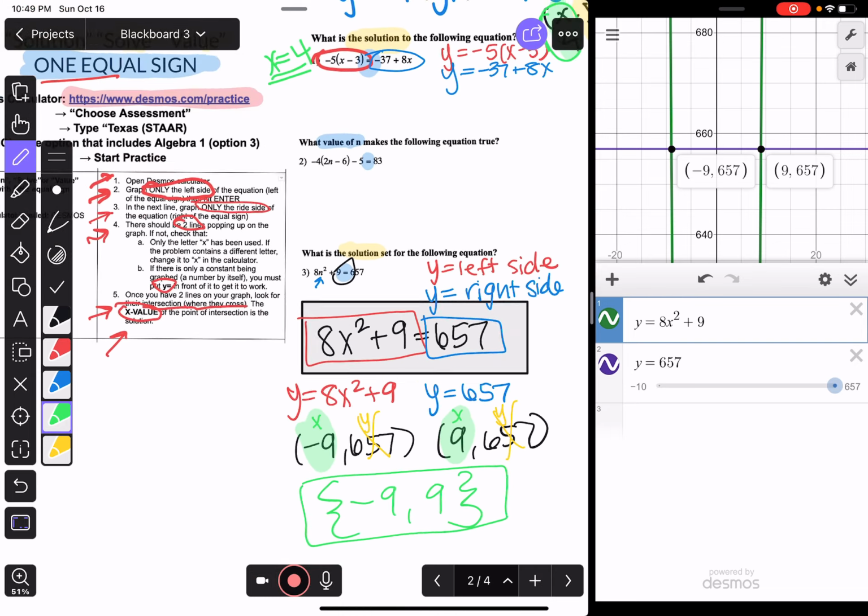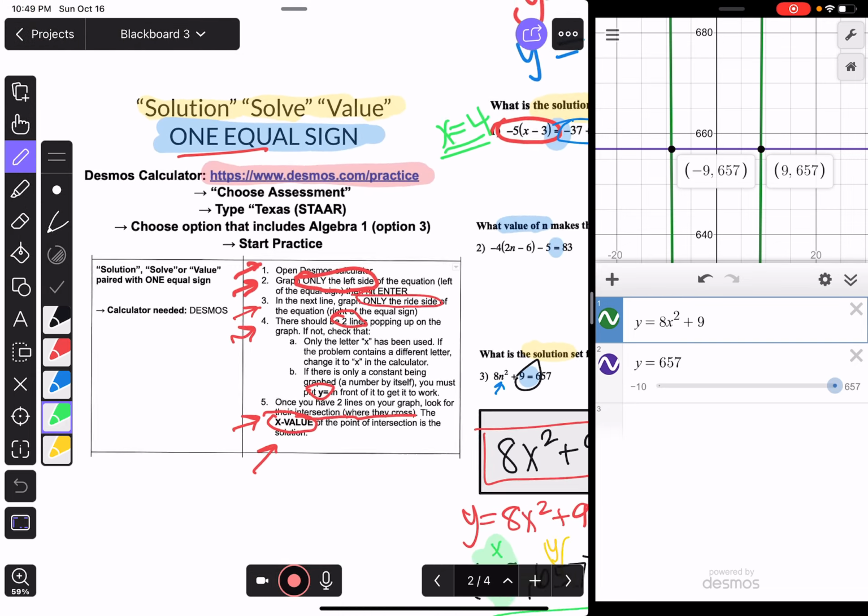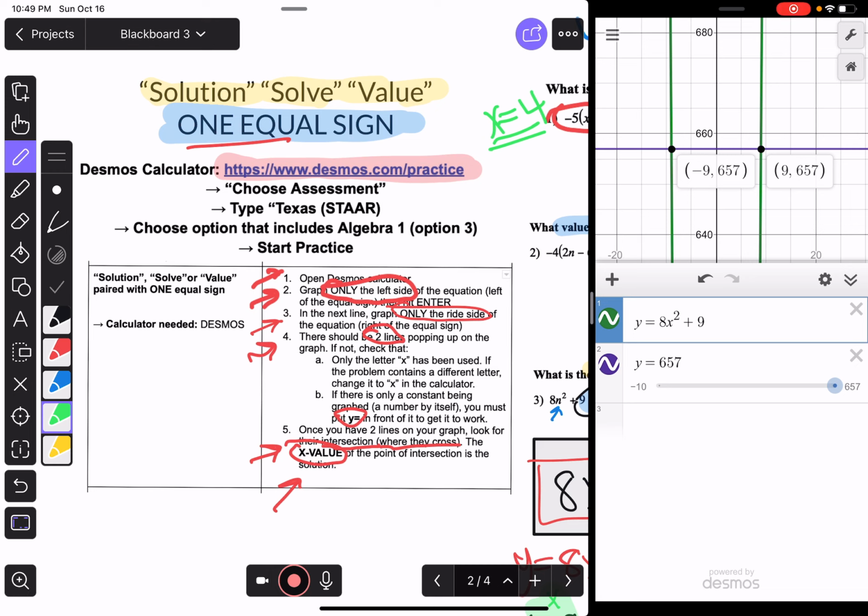And that is it. So just a quick review. If we see the words solution, solve, or value, so any of these 3 words, and then we also see one equal sign, then we can go through these steps and find the answer to the problem.